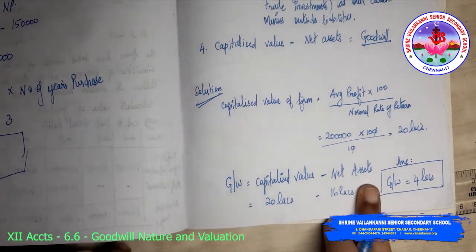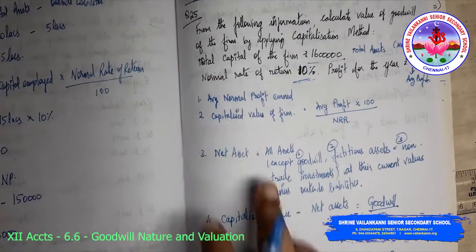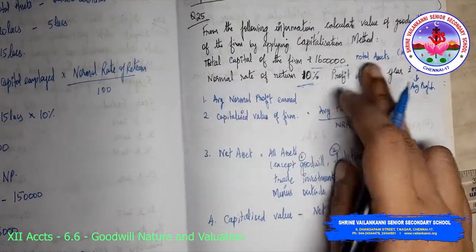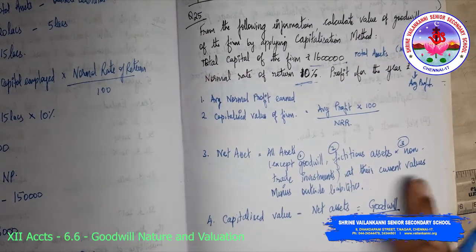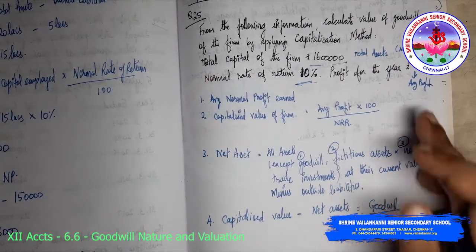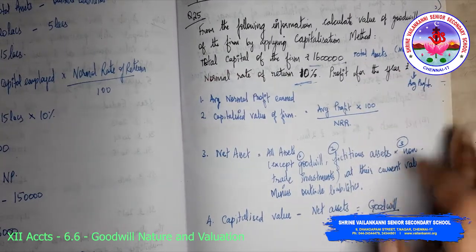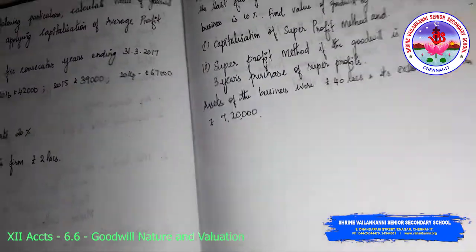They have not given net assets, they have given just total capital, which means the total assets. No other information is given like goodwill, fictitious assets or trade investments. So we are assuming total assets to be the net assets. The next question.